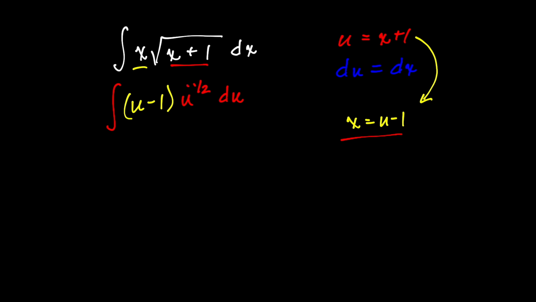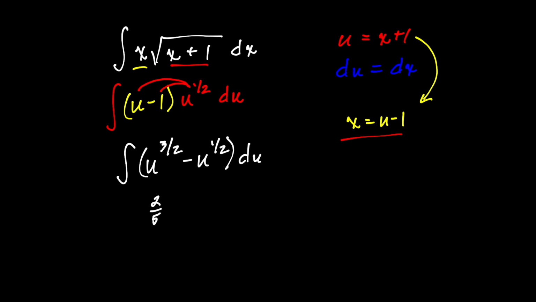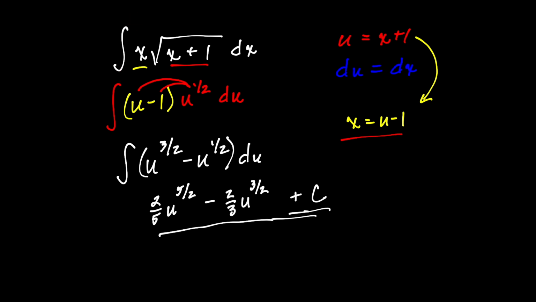So now what we do is we distribute. So I'd have the antiderivative of u to the 3/2 minus u to the 1/2 du. And then I would go ahead and take the antiderivative. So that would give us 2/5 u to the 5/2 minus 2/3 u to the 3/2 plus c. And this, we'll leave the c in because it's not a definite integral. There's no boundaries of integration. So we're just taking its antiderivative here.